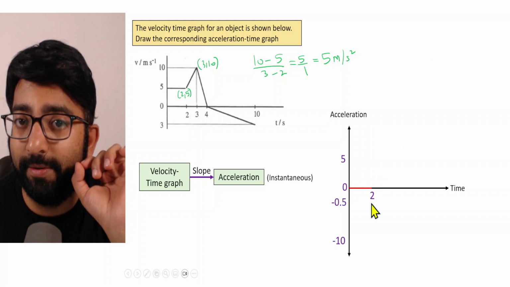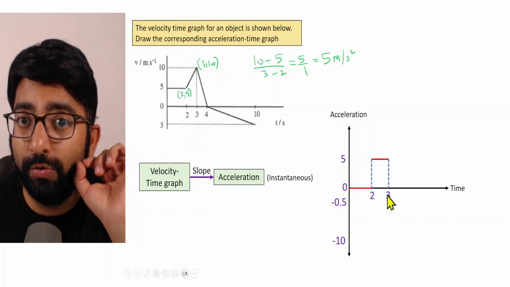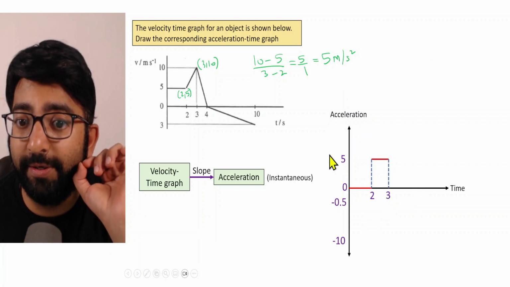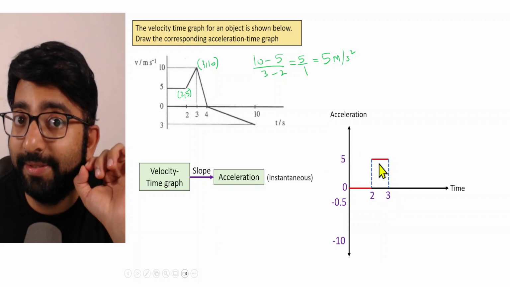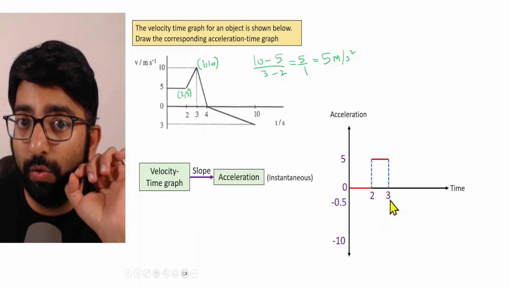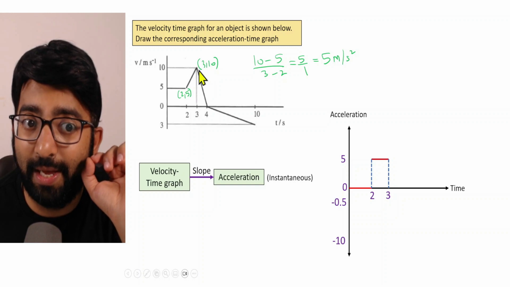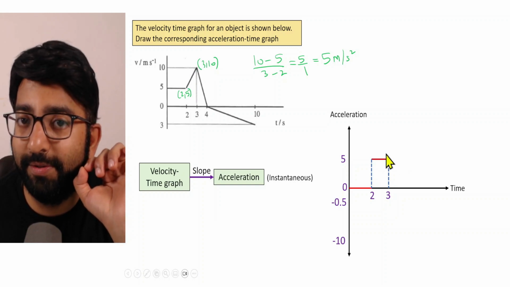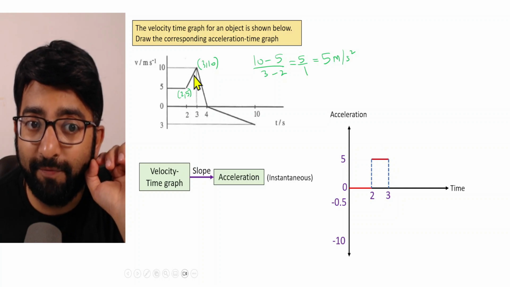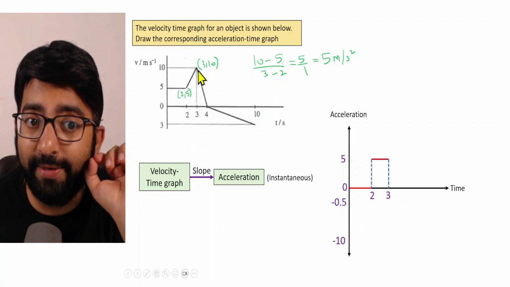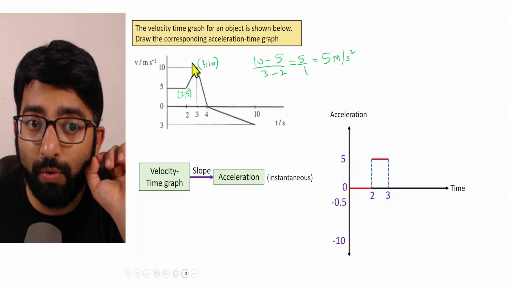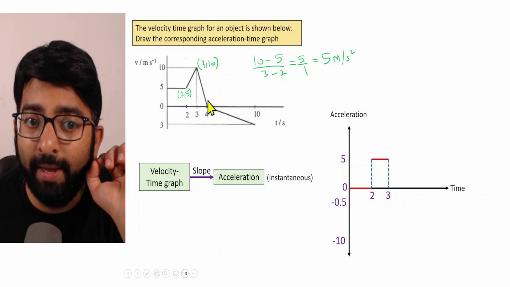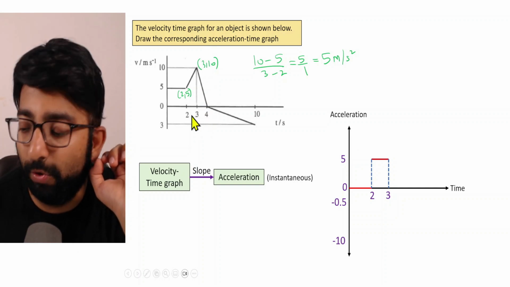Let me depict that in the graph also. So from 2 to 3 seconds, the value of acceleration is 5. And why is the acceleration constant throughout 2 to 3 seconds? Because the graph itself is a straight line and the gradient for all straight lines is always a constant. Now, coming to the third part, from 3 to 4 seconds, we need to find the gradient of this line. So, the coordinate of this point is 3, 10, and the coordinate of this point will be 4, 0.